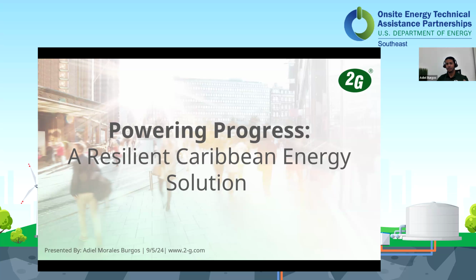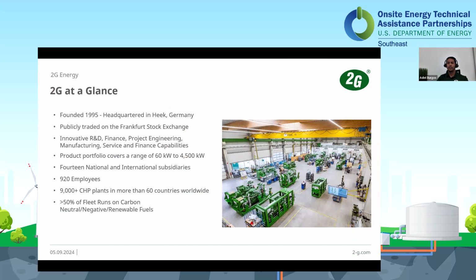And we'll start with what is 2G, who is 2G, and where is 2G, and then go into more specifics on the Caribbean presence, on some of our projects, and talk a little bit about those.